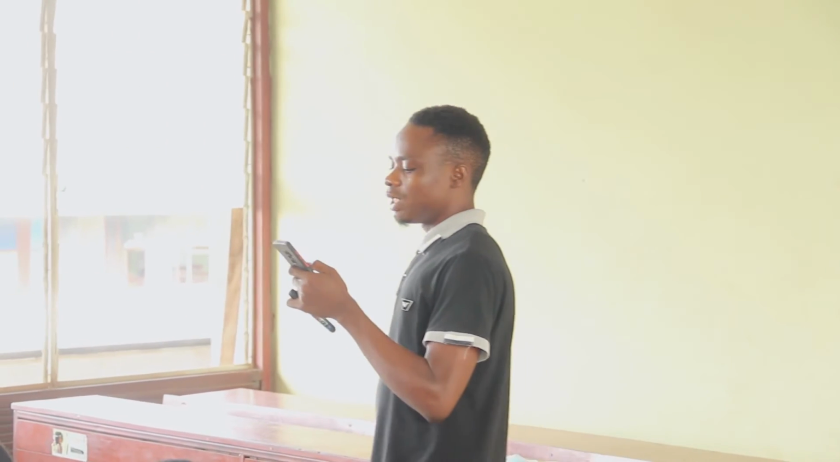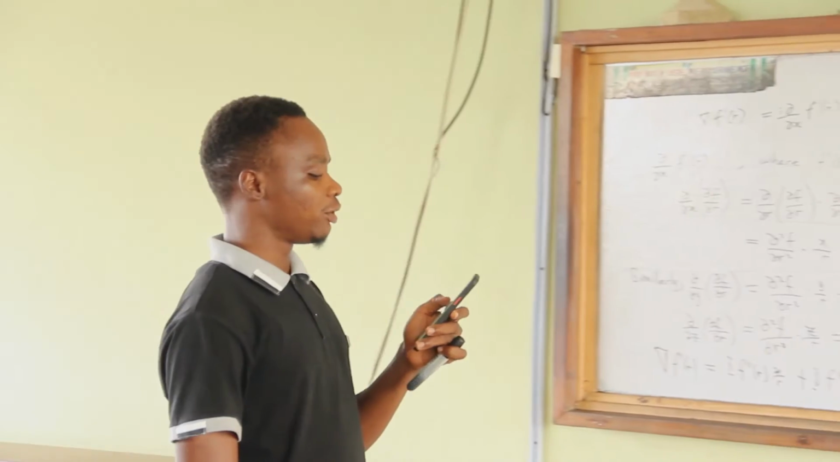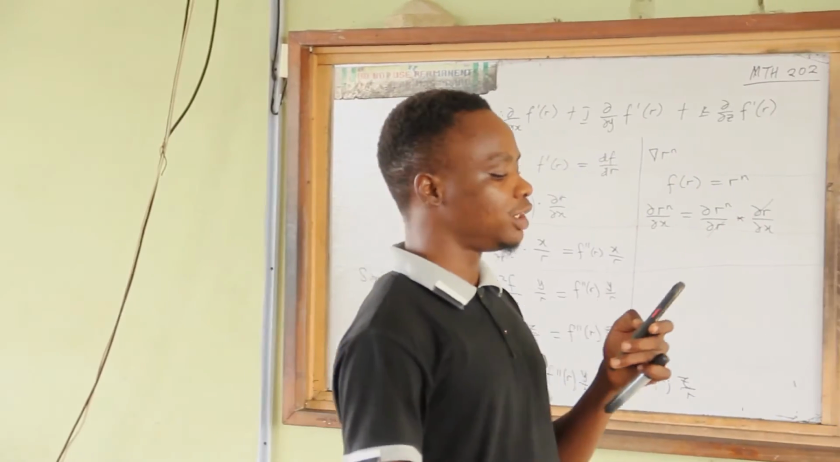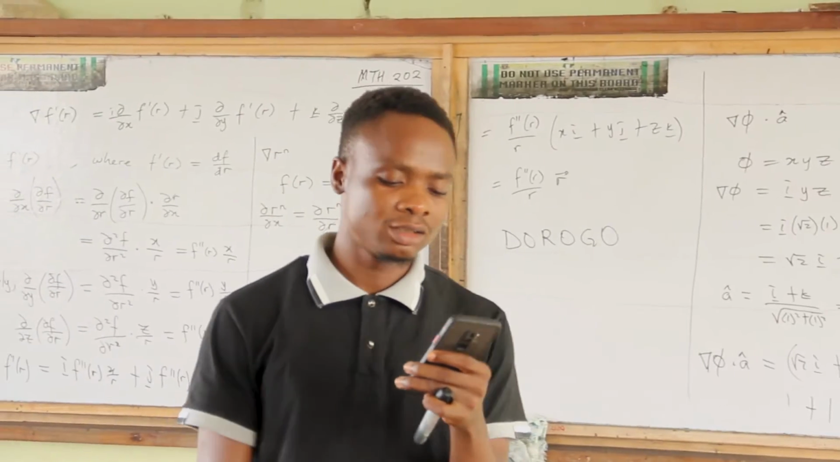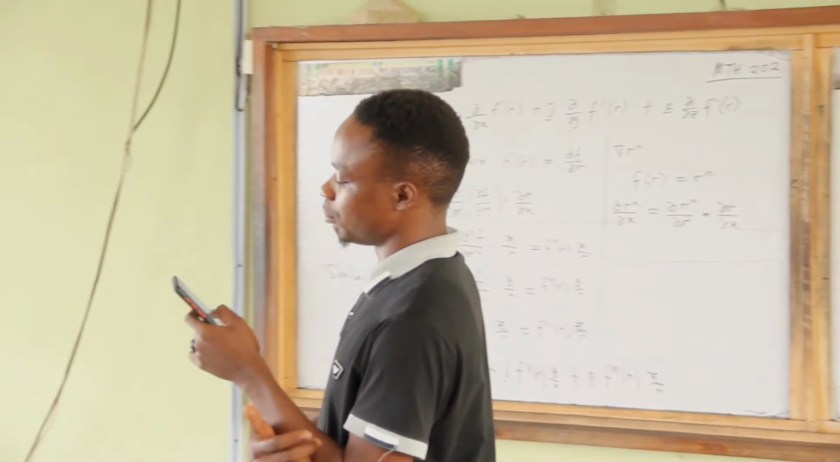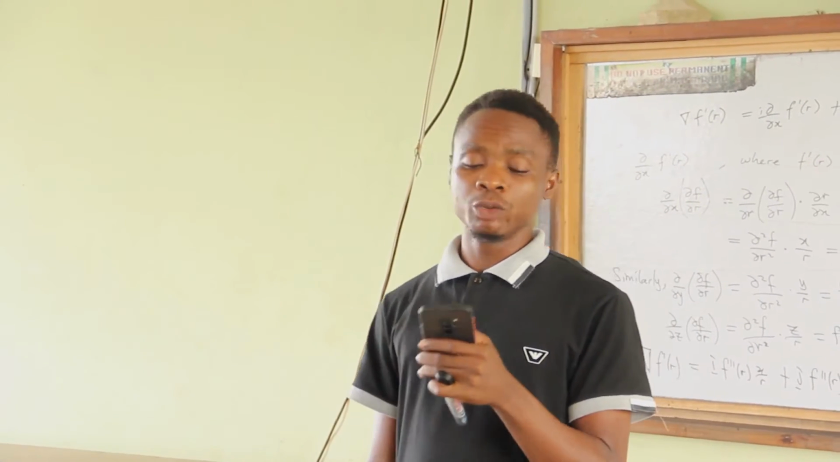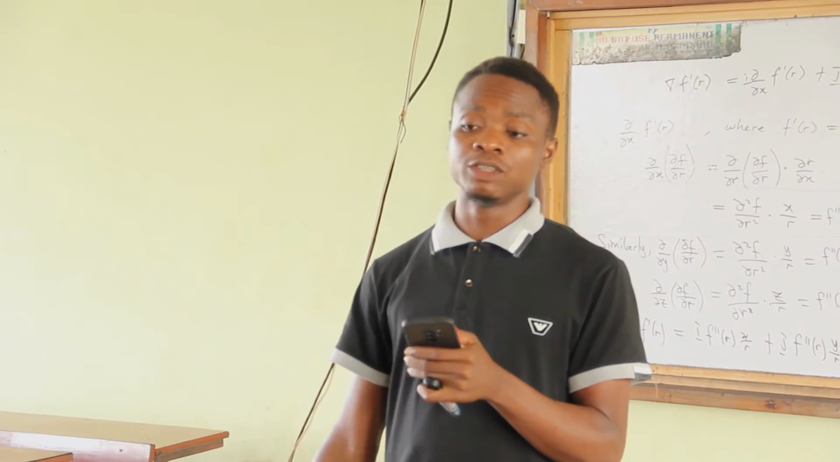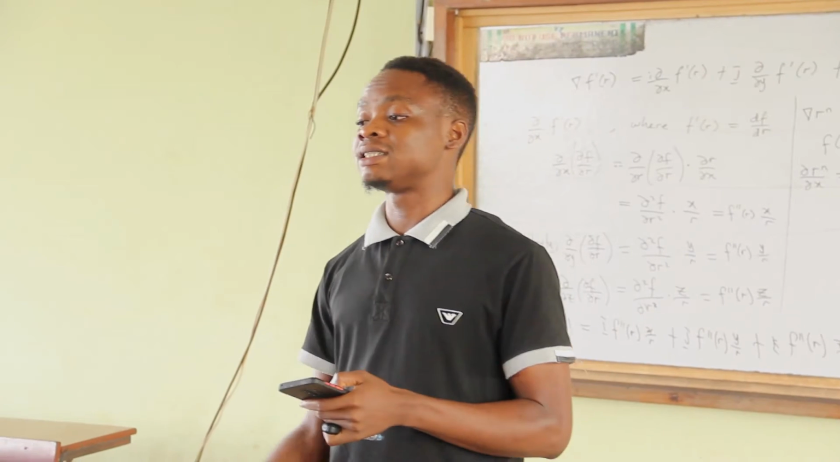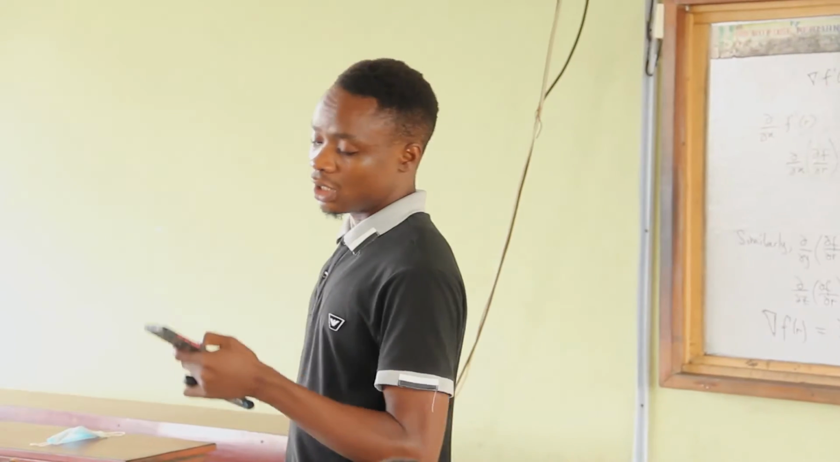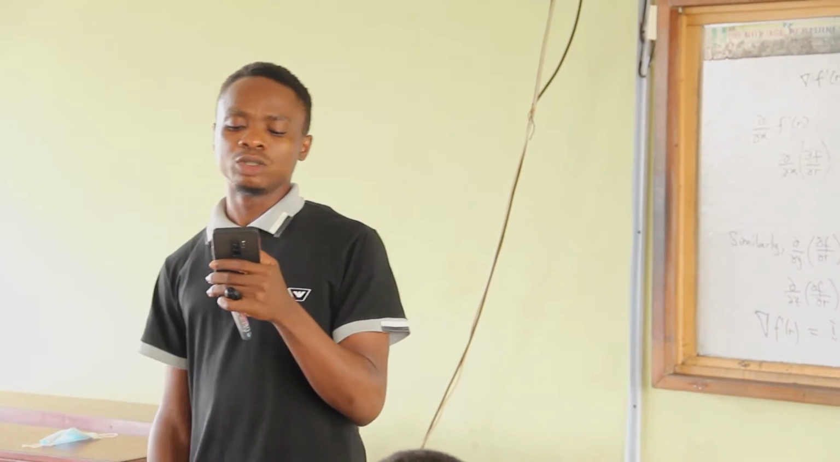Number 27. Let A equals xi plus yj plus zk and B equals yi plus zj plus xk. Then vectors A and B are respectively. So what can you say about vectors A and B? We know about vector A. Vector A is the position vector, our usual position vector R. We know that it is irrotational. So we know vector A is irrotational.